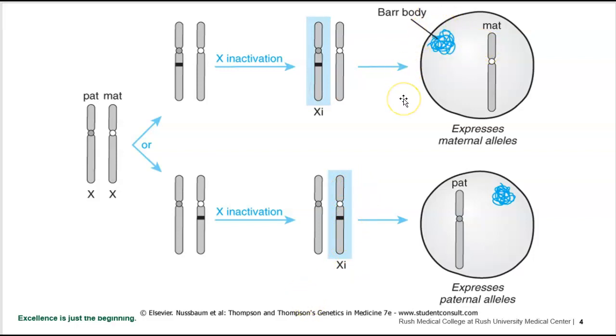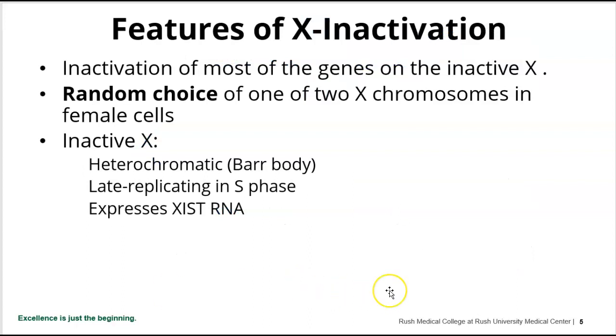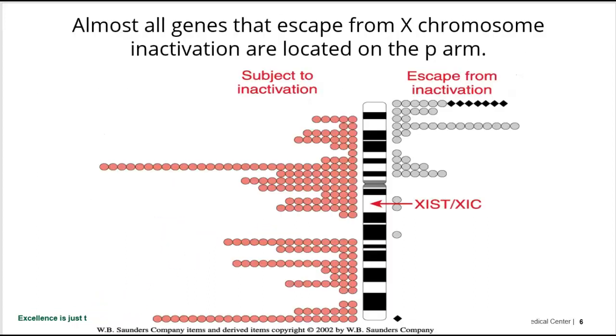The inactive X is determined very early in embryonic development, and every cell that comes from that has the same X inactivated. Historically this was known as the Barr body. When they looked under the microscope, they'd see this condensed thing all smushed up, and it's the last chromosome to be replicated. So features of X inactivation: it's a random event, and it involves most, but not all, of the genes on the X chromosome. The inactive X is known as the Barr body. It's late replicating and expresses the XIST gene, which is what's involved in inactivation. So here's the XIST gene, and it results in inactivation or methylation, both proximal and distal.